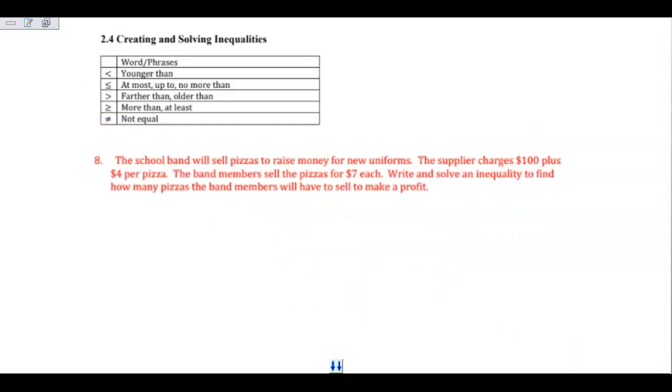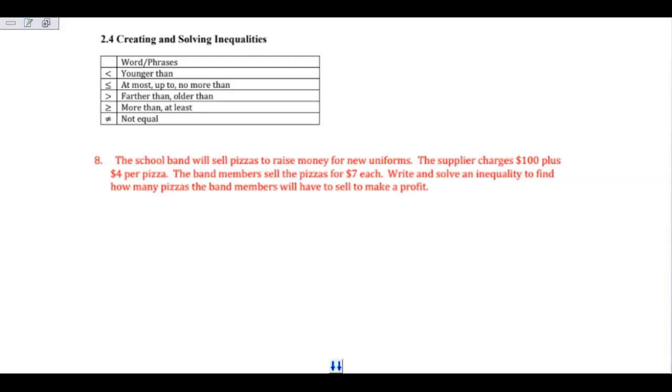Okay, here's another example. The school band will sell pizzas to raise money for new uniforms. The supplier charges $100 plus $4 per pizza. The band members sell the pizzas for $7 each. Write and solve the inequality to find out how many pizzas the band members will have to sell to make a profit.